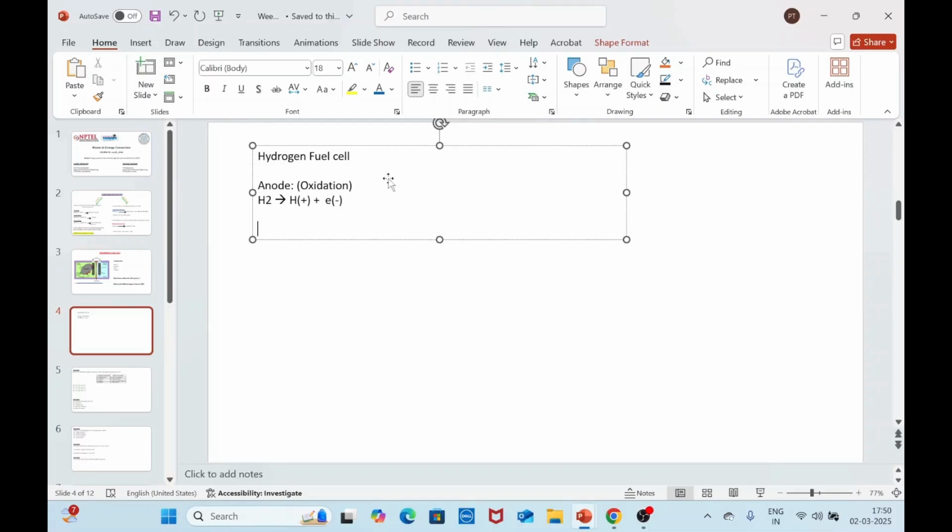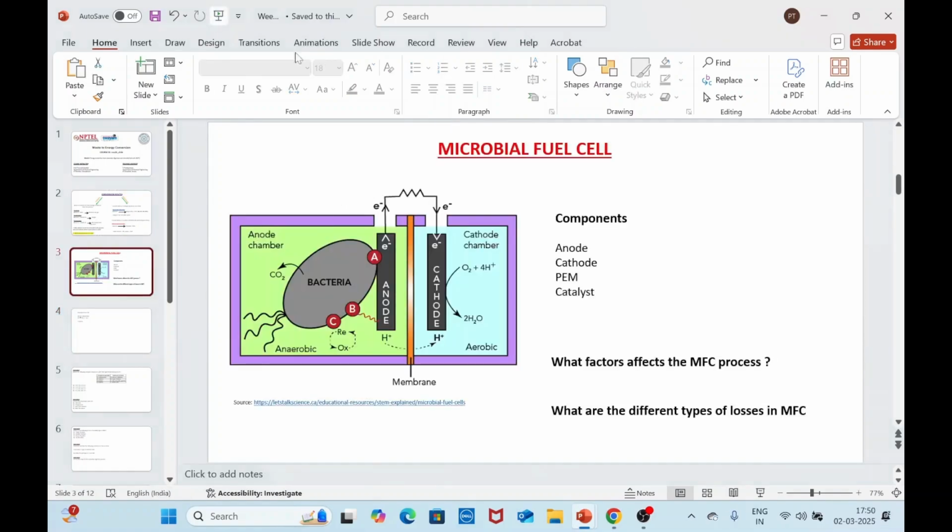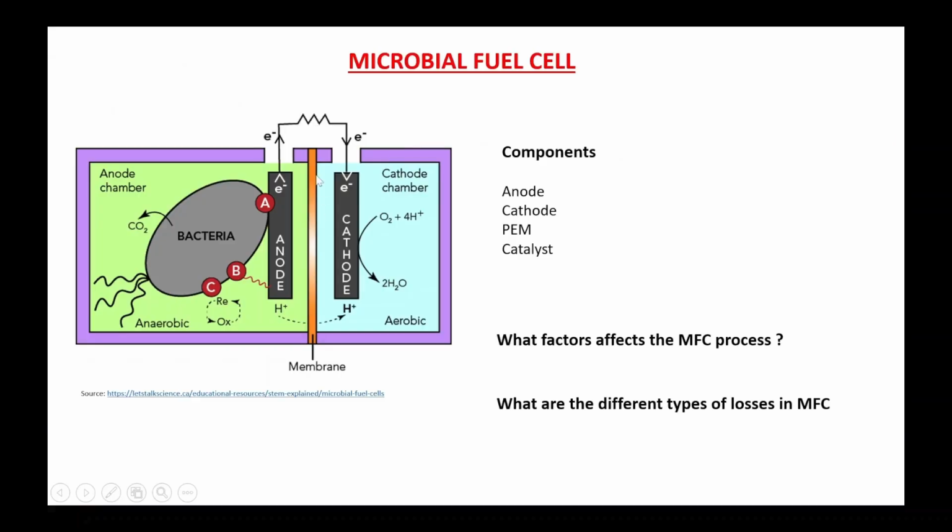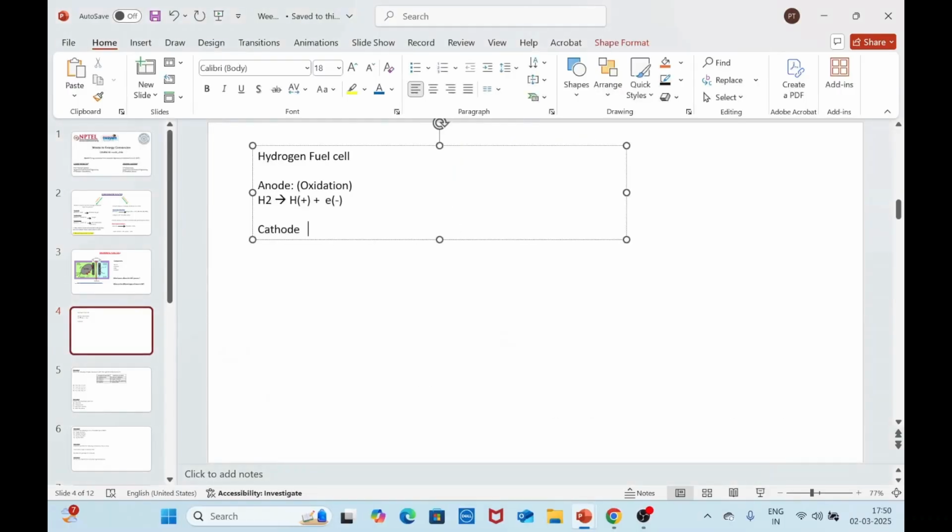So this H plus will be transported through the membrane. If you see here, this is the membrane that we have. The H plus ions that get generated at the anode will cross this membrane, or travel across the membrane, or you can say permeate across the membrane, and move towards the cathode side. In case of the cathode, it is the reduction reaction that is going to happen.